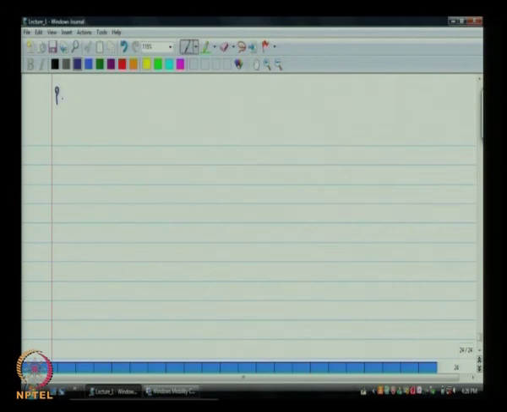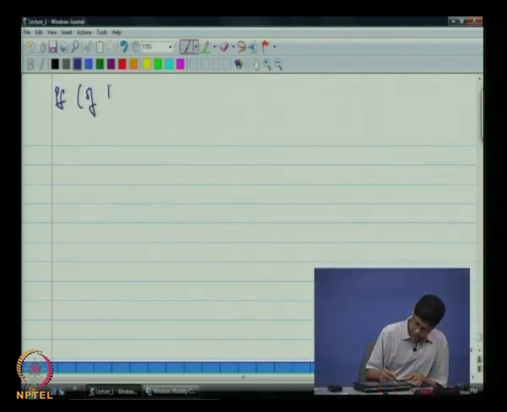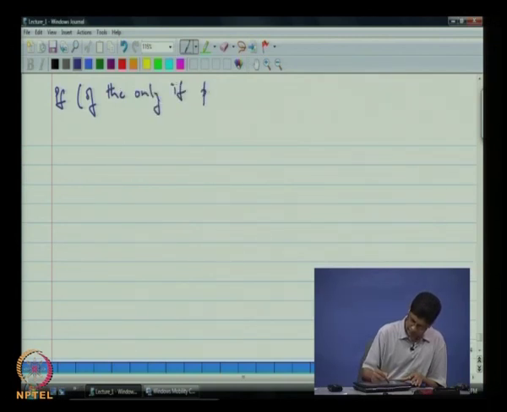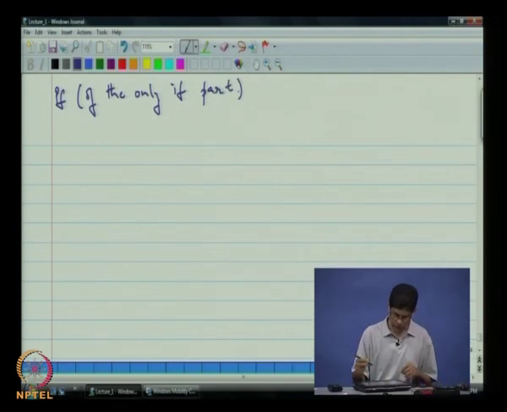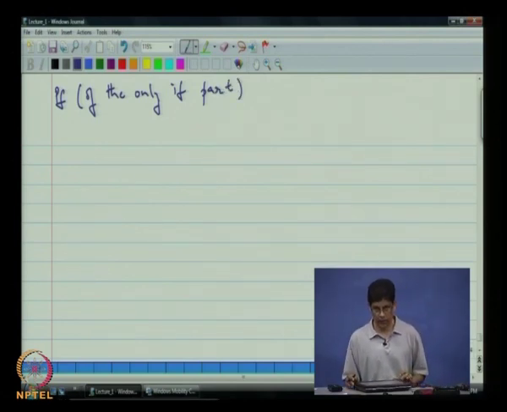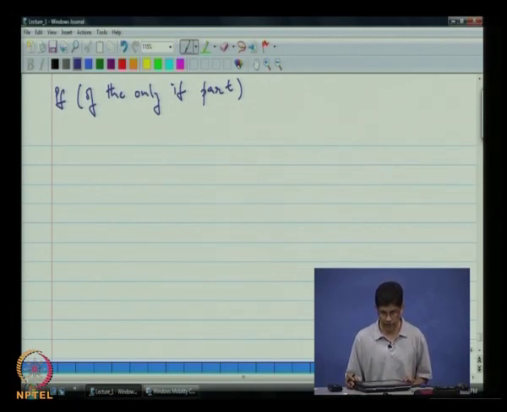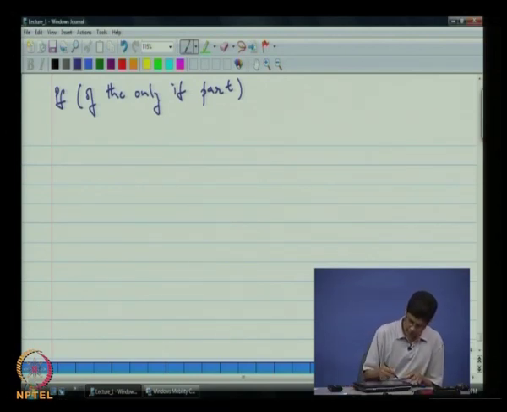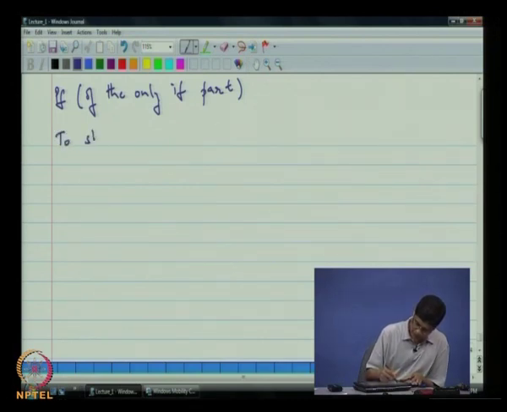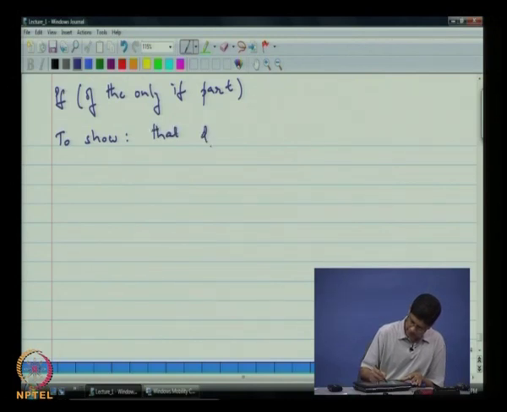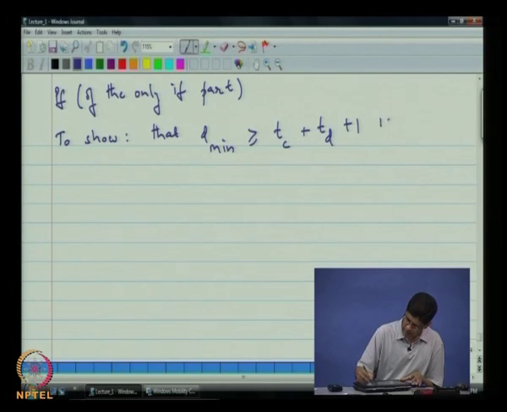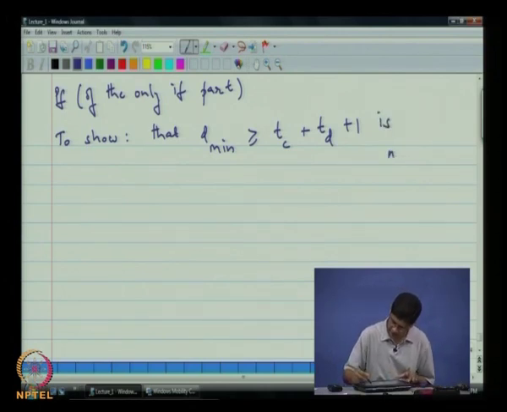So, the proof of the only if part. Here we actually show that the inequality that we had written down earlier was in fact necessary. Okay. So, we have to show that d min greater than or equal to t sub c plus t sub d plus 1 is in fact necessary.